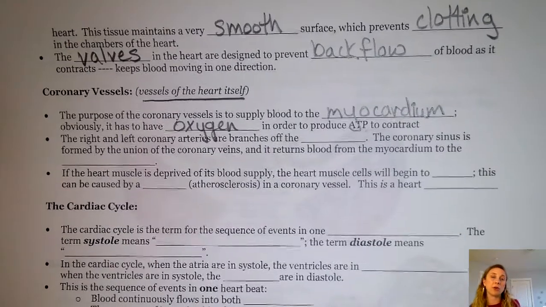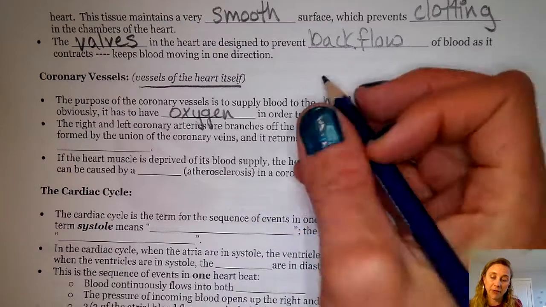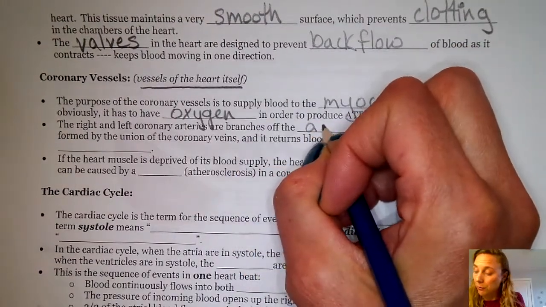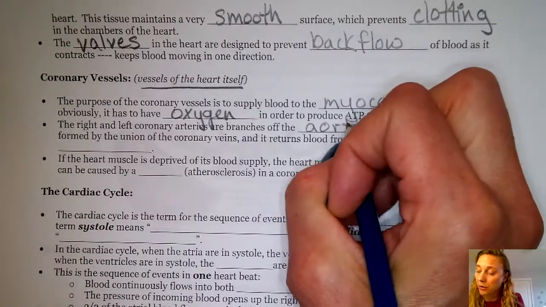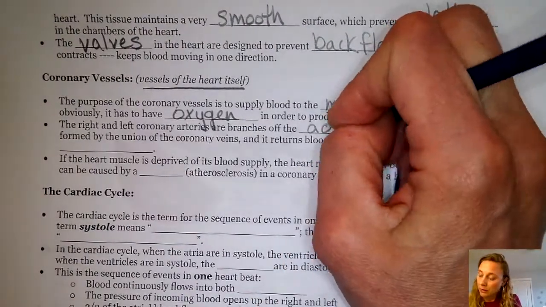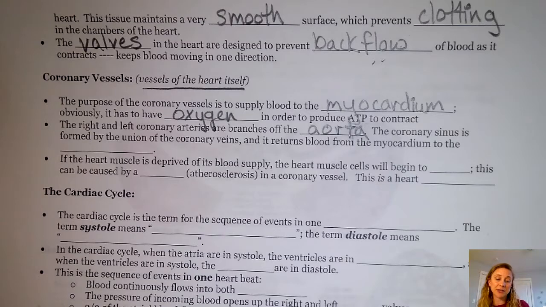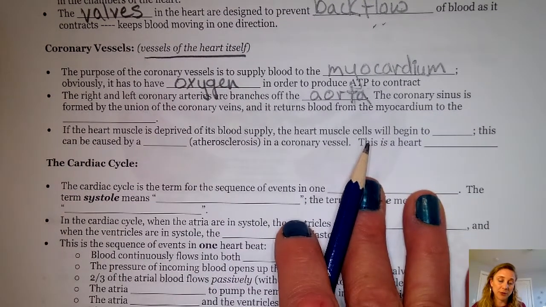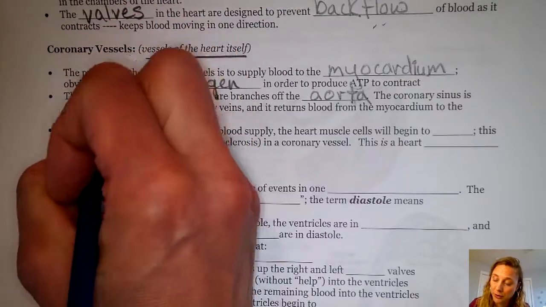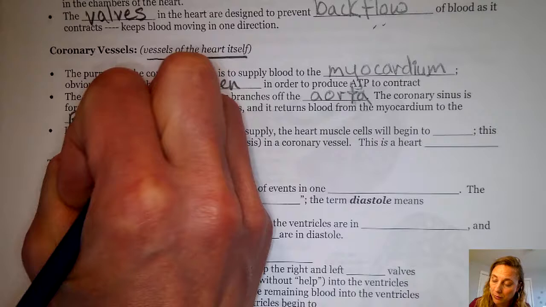The right and left coronary arteries are branches off of the aorta itself. So it gets that fresh blood with some good blood pressure from the heart, because the aorta is leaving the heart through the left ventricle, right? And the coronary sinus is formed by the union of these coronary veins, and it returns blood. You have the coronary arteries, and they feed oxygen to the heart itself, and then the blood collects in the coronary veins, and it returns the blood from the heart tissue into the right atrium. So the right atrium is then going to go to the lungs.